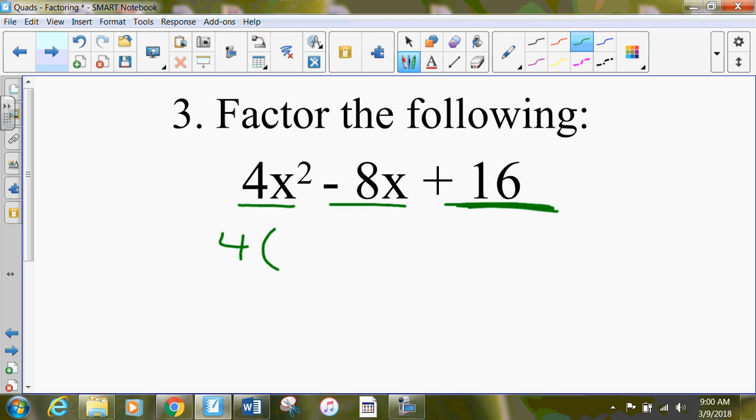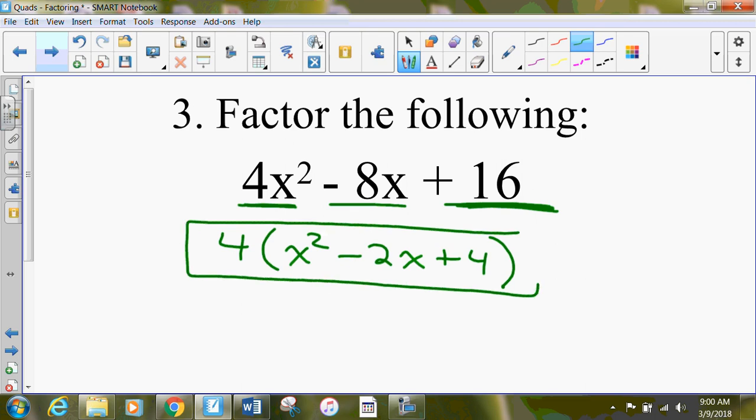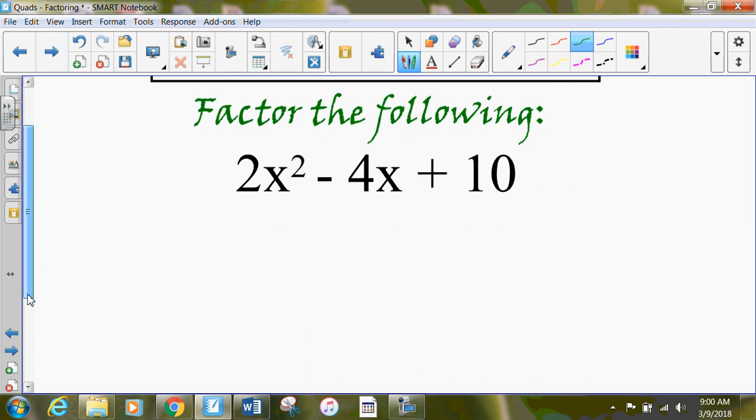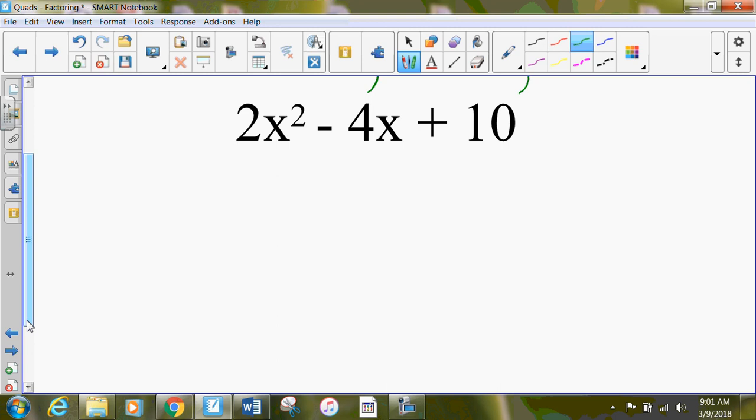So I pull out a 4 from 4x squared. What's left is an x squared. If I divide negative 8x by 4, I get negative 2x. If I divide 16 by 4, I get 4. And this is my factored form. They're the same thing, they're just in different forms. All right, let's try that on marker boards. Go ahead and give it a pause. Come on back. All right.